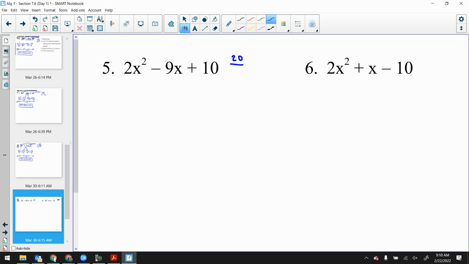What are they? Factors of 20 that add to get to negative 9. Negative 5 times negative 4. Good. Negative 5, negative 4. Now, it does not matter the order in which you put your two factors in. Like when I go down here, I could put minus 4x minus 5x or minus 5x minus 4x. Did I say them in the same order? I don't know. But it doesn't matter. I could change the order and it's not going to change the outcome.